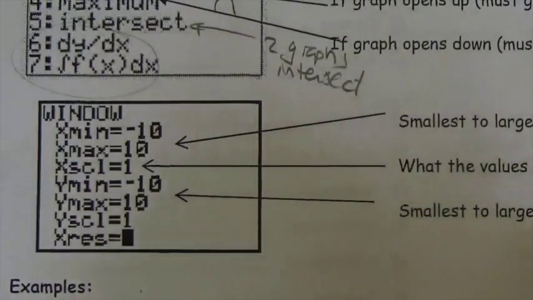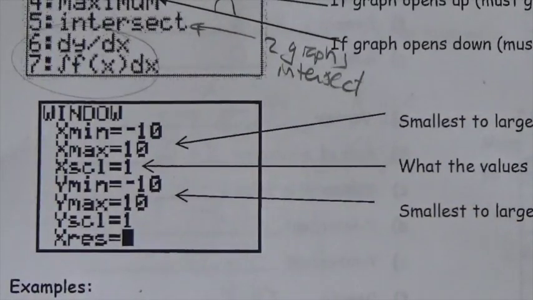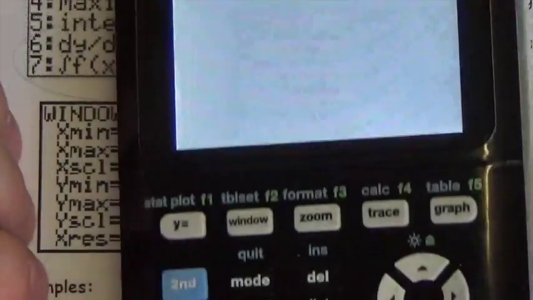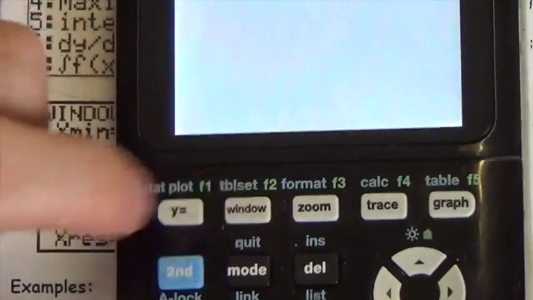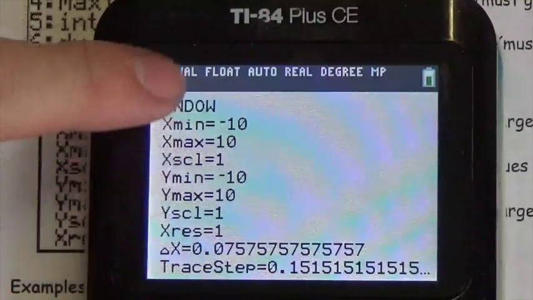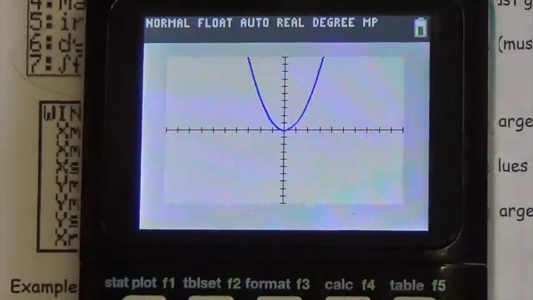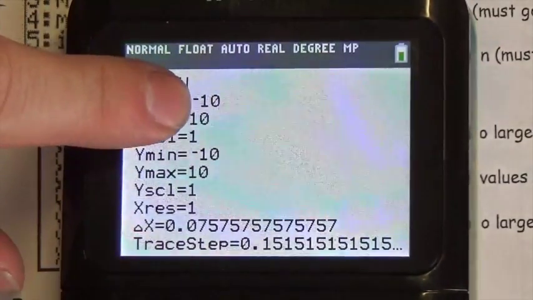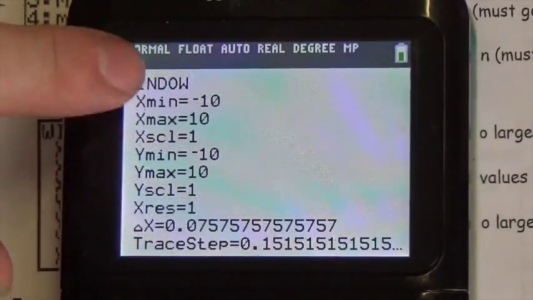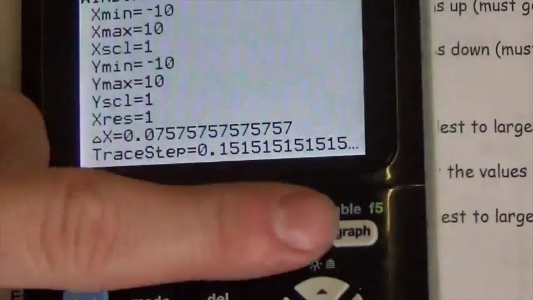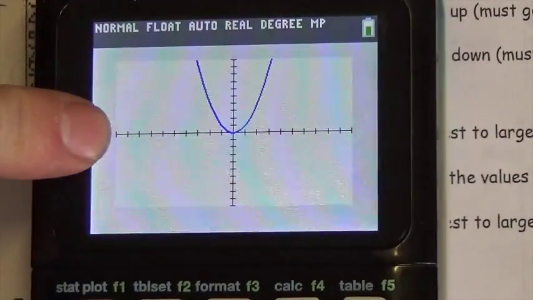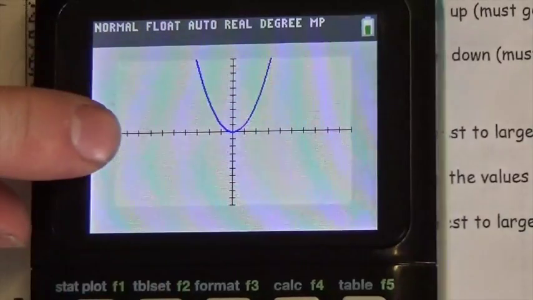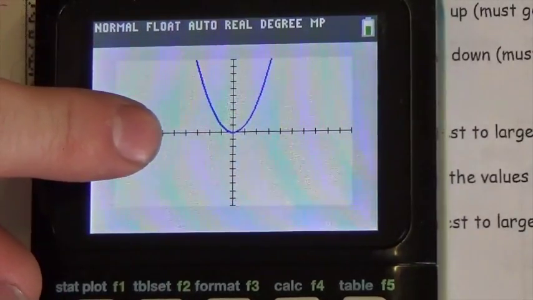Another thing you should be aware of here is what happens when you press your window button. So here's our calculator again. If you press the window button, what you're seeing here are the dimensions of the graphing screen. This tells me that my minimum x value is negative 10, my maximum value is 10, and that my scale is going up by 1. So that means down here this value is negative 10, up here is positive 10, and each one of these little marks is going up by 1.